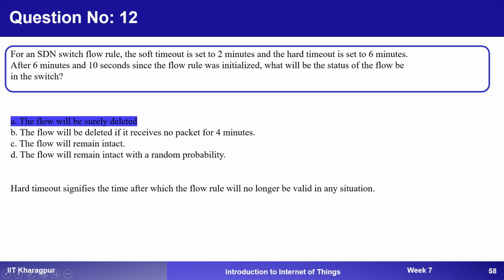Okay, so the hard timeout is 6 minutes, and after 6 minutes 10 seconds the flow will surely be deleted, because hard timeout means after that particular time the switch will be reset. So A is the correct option.